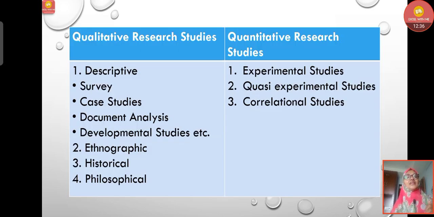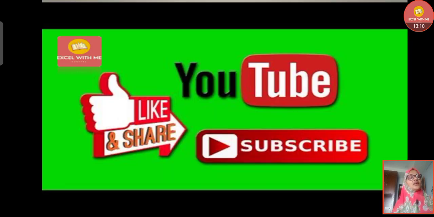Now let's see the difference between qualitative and quantitative research, because next we are going to study quantitative research. Qualitative research is descriptive. Under that we have survey, case studies, document analysis, developmental studies. Here qualitative research includes ethnographic, which we have understood, then historical and then philosophical. Under quantitative research studies we have experimental studies, quasi-experimental studies and correlational studies. I will explain the next topic, quantitative, in the next class.